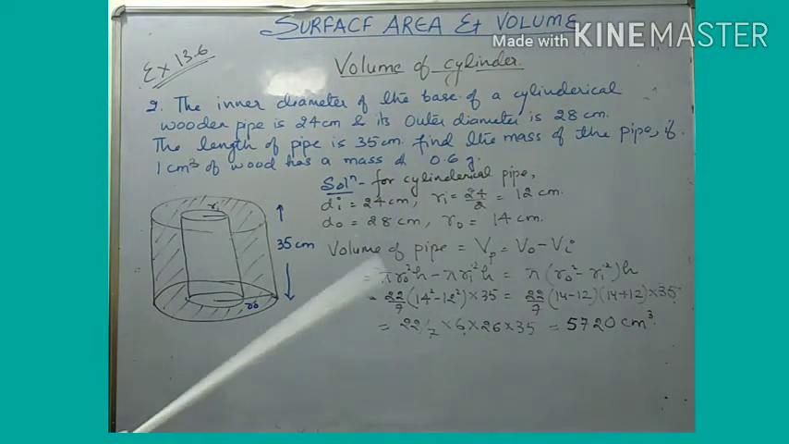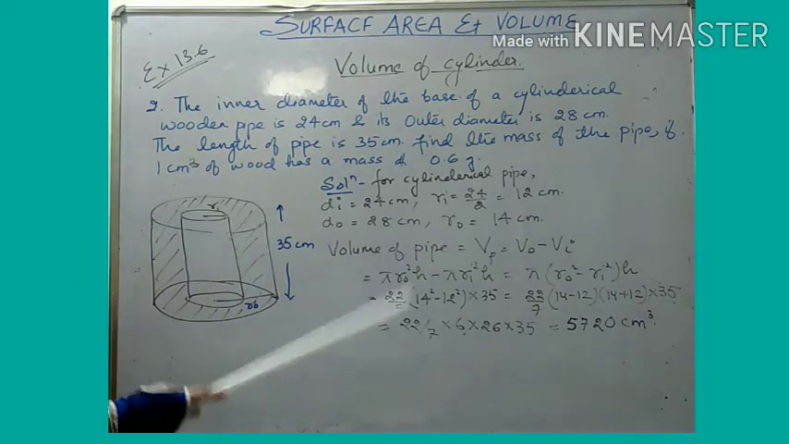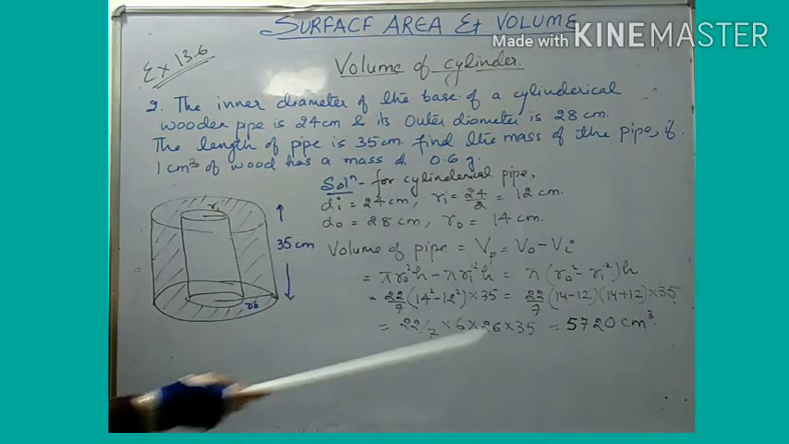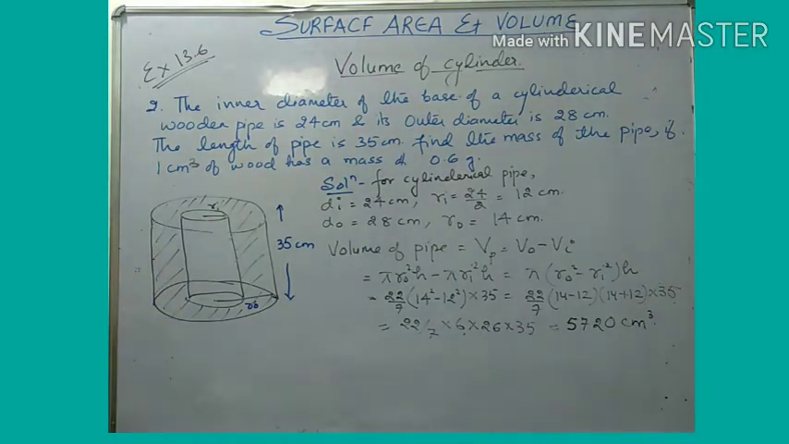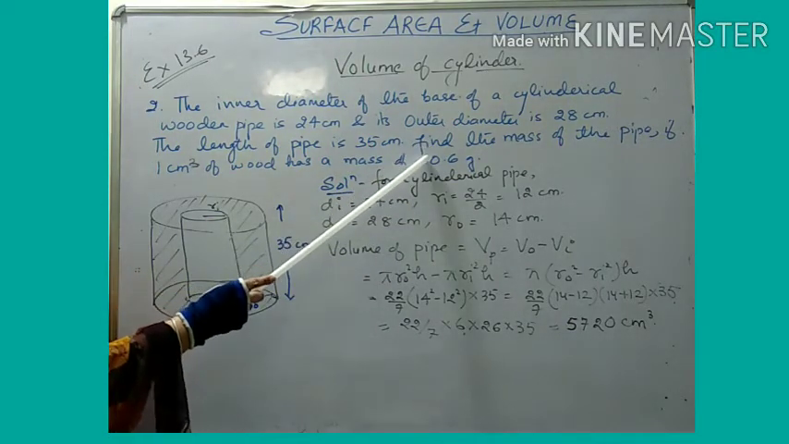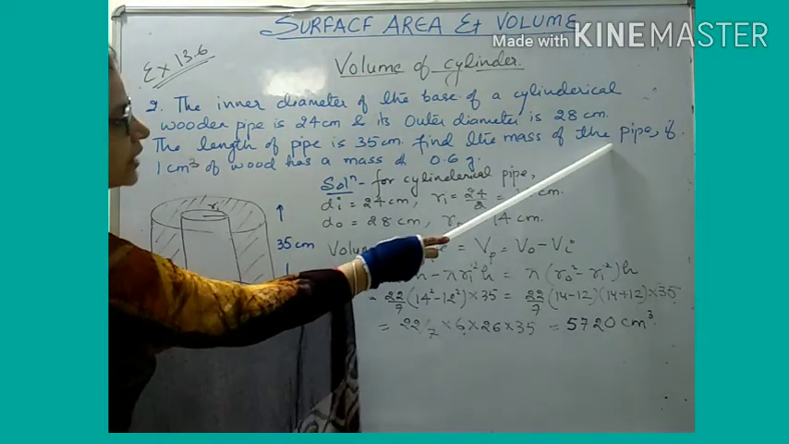So our answer is 5720 cubic centimeter. So what is the volume of the cylindrical pipe? The volume of the cylindrical pipe is 5720. Now what we have to find? We have to find the mass of the pipe.